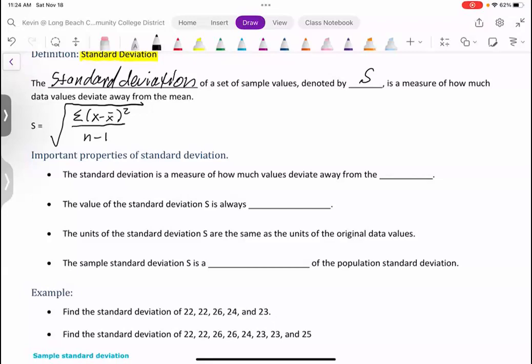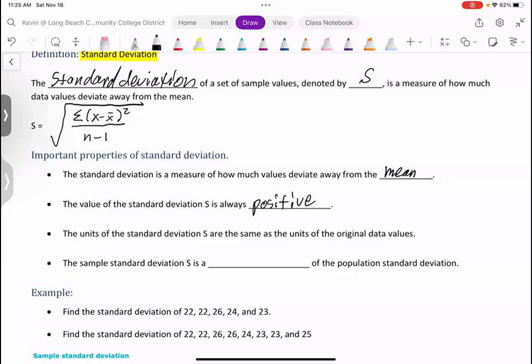Standard deviation is a measure of how much the values deviate away from the mean. The value of the standard deviation is always positive. And the unit of the standard deviation is always the same as the unit of the original data. What that means is, let's say the data are heights of people in inches. Well, the standard deviation will also be in inches.